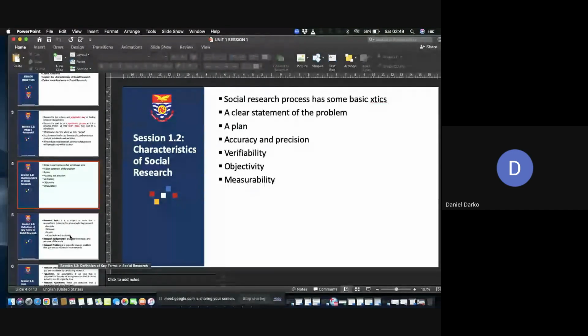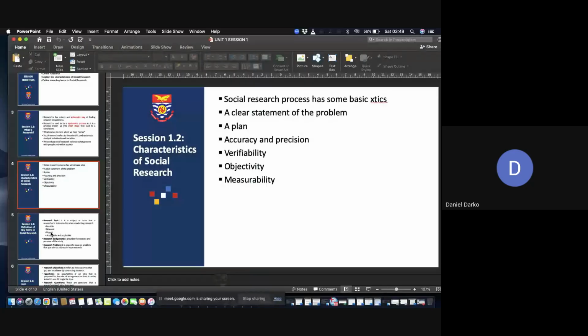So if I say I'm studying student performance in this class, how do I measure your performance in this class? I can measure your performance based on the grades you are getting, based on your contribution in class, based on the assignments you are writing, based on your attendance to class. I can measure your performance. So all variables, all phenomena should be measured.